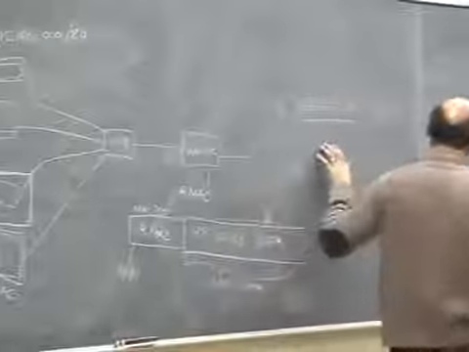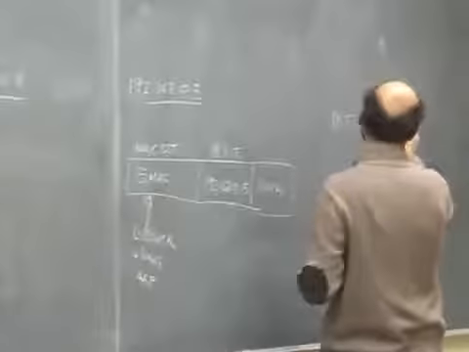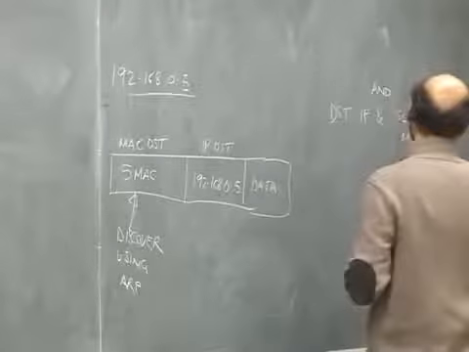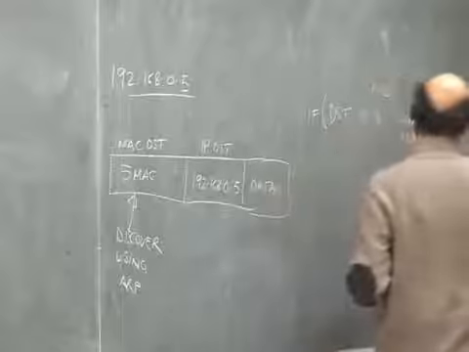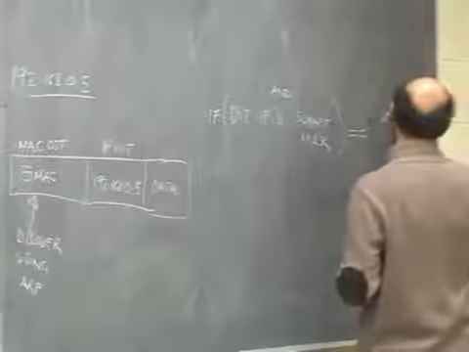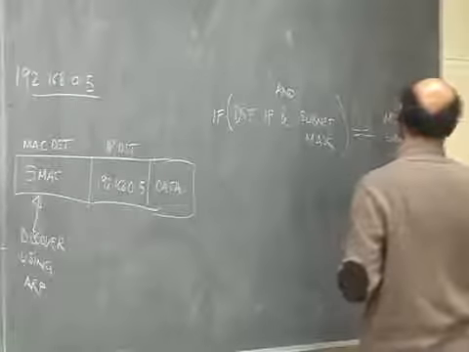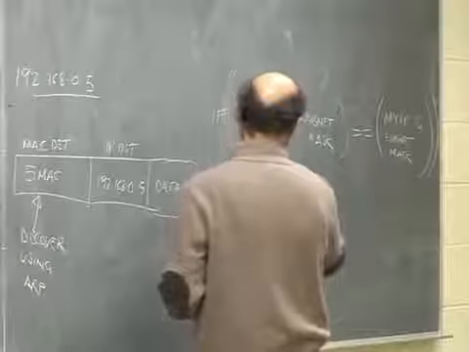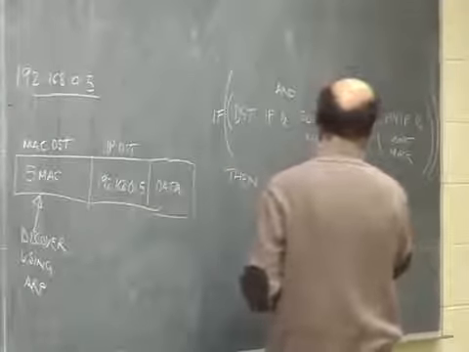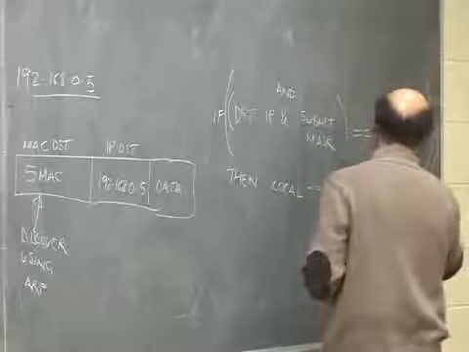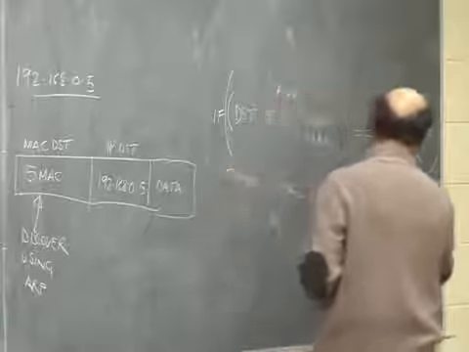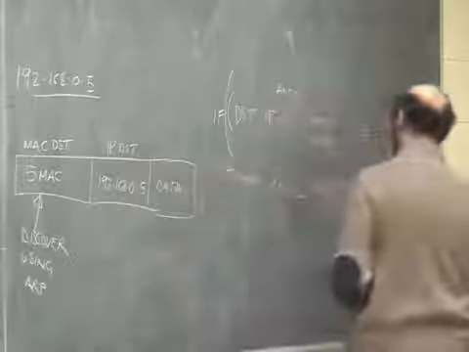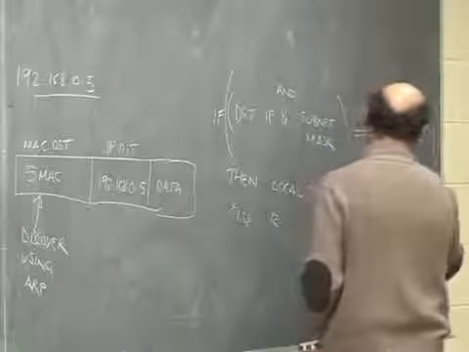The way we do it is very simple. We take the destination IP address and mask it, that's the bitwise AND with the subnet mask. And we say, if destination IP AND subnet mask is equal to my IP AND subnet mask, if this is true, then it's local, which means destination MAC equals the other host's MAC, else destination MAC equals the router's MAC. Get the destination MAC from ARP.